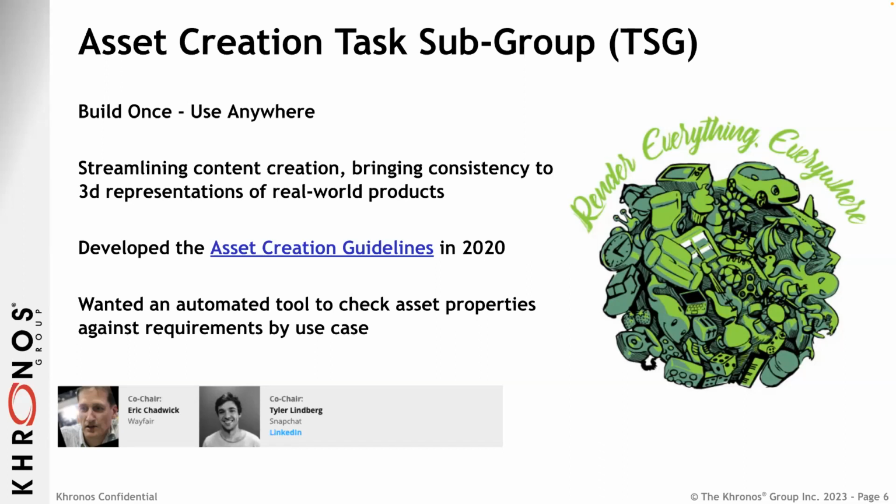So we formed the Asset Creation subgroup to meet twice a month to talk about the latest issues and how we can solve those. One of the things we did was develop guidelines for how to create assets in the best possible way, such that they can be rendered everywhere. Render everything everywhere is the general term, but basically, if we make an asset, we want to be able to use it across the whole ecosystem.